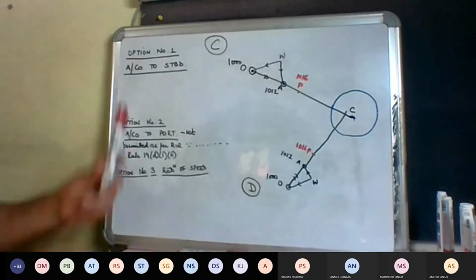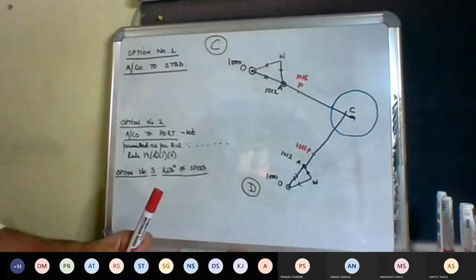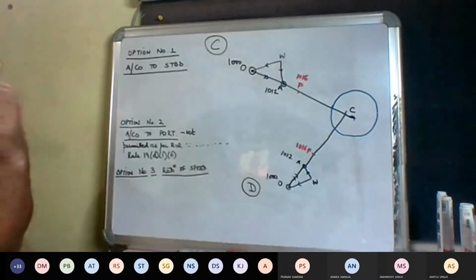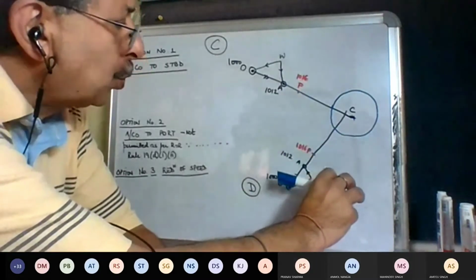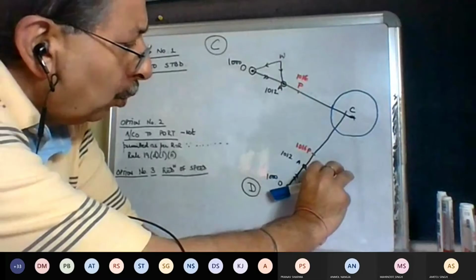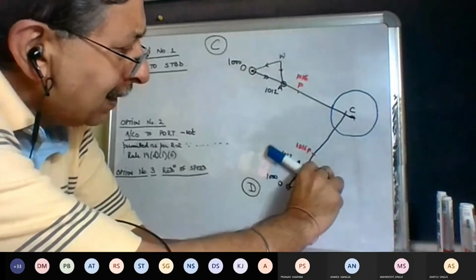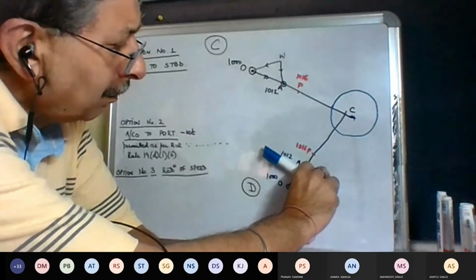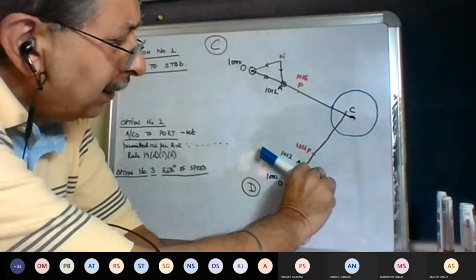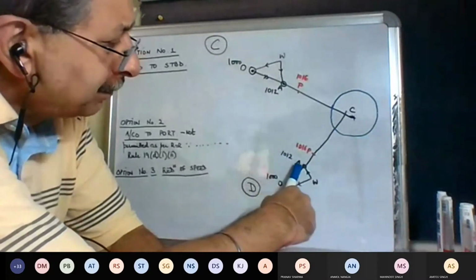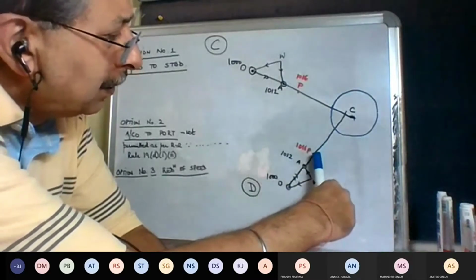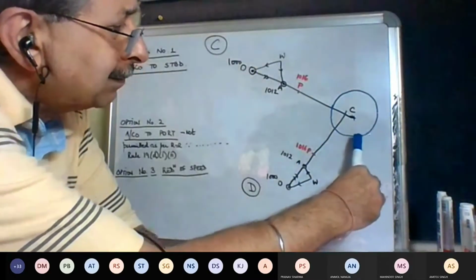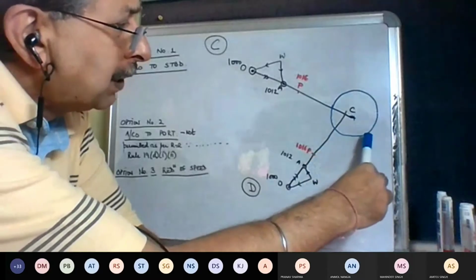Now we come to option number 1, alteration of course to starboard. When I alter course to starboard, WO will become WO1. Then O1A will go like this, and the tangent will go like this, to the south of the circle.